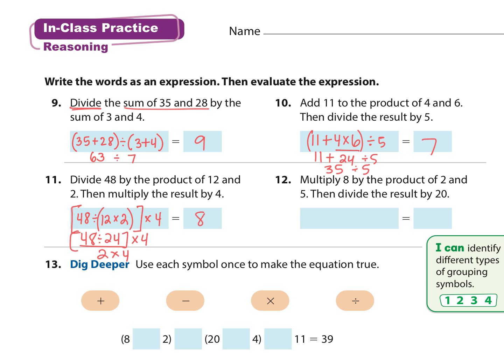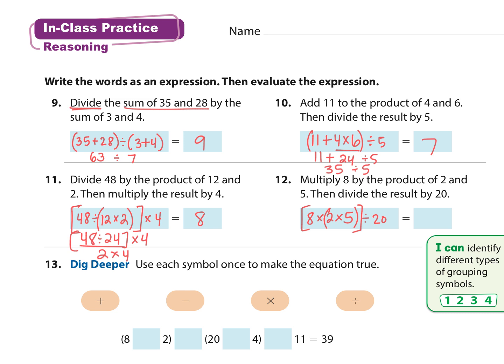Last one, and then we're going to be done for the day. Number 12, multiply 8 by the product of 2 and 5. So 8 times 2 times 5. Then divide that result by 20. Divide by 20. So do I need parentheses anywhere? Yes. I want to multiply 8 by the product of 2 and 5. So I want to put parentheses around 2 and 5. Multiply 8 by that. And then the last thing I want to do is divide all of that by 20.